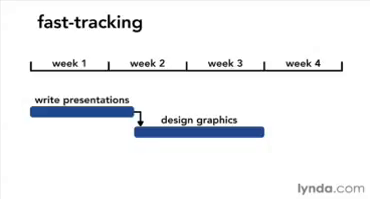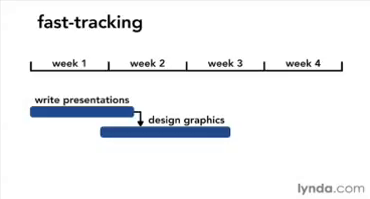Fast tracking is fairly simple to do because you just overlap two tasks with finish-to-start dependencies. For example, if you want to finish sales presentations more quickly, you can schedule the graphic designers to start designing graphics before the salespeople finish writing sales content.